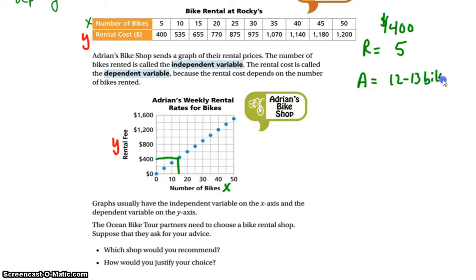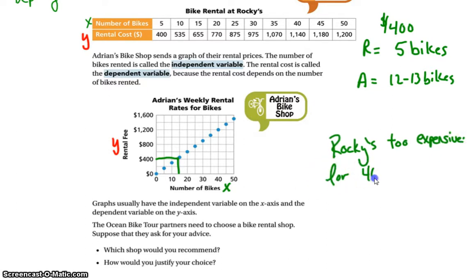Okay, so we know right now, I'm going to go ahead and label my answers. Based on this dependent variable of $400, Rocky's would not be the better deal. Okay, Rocky's is too expensive for $400. Okay, we could get a better deal. Okay, Adrian's would be the better deal. We'd get more bikes. Adrian's is the better deal.